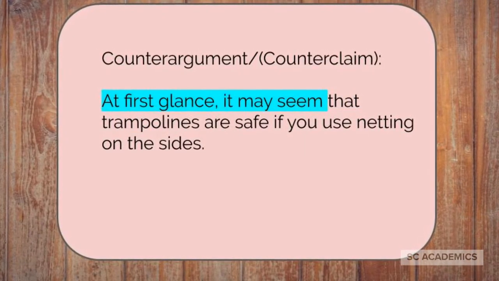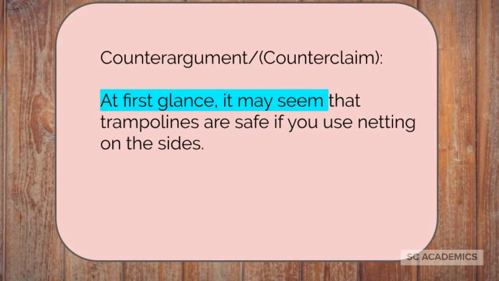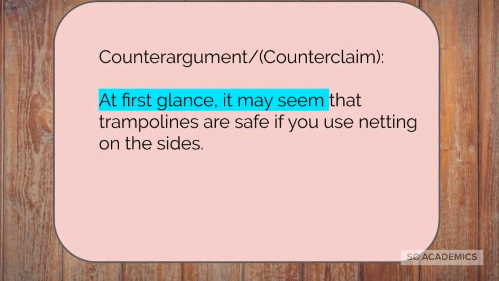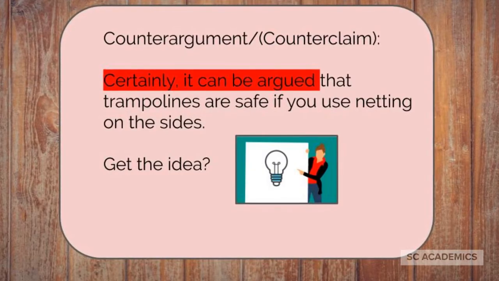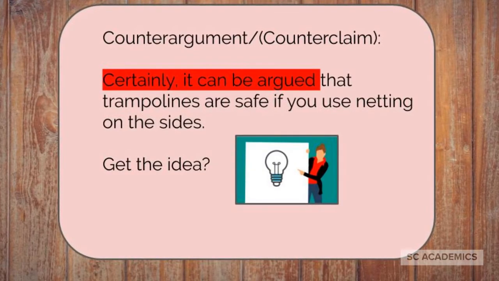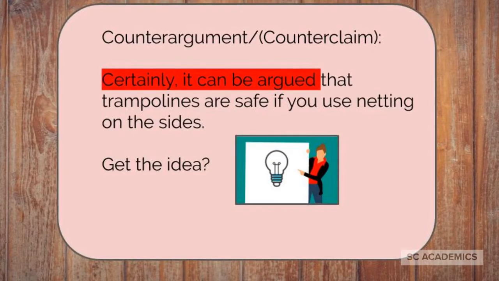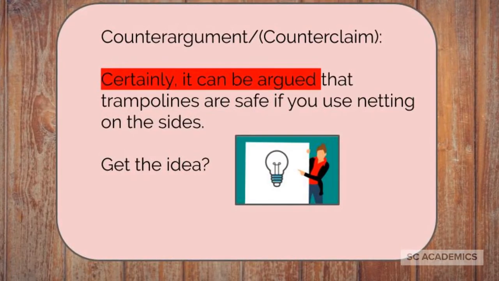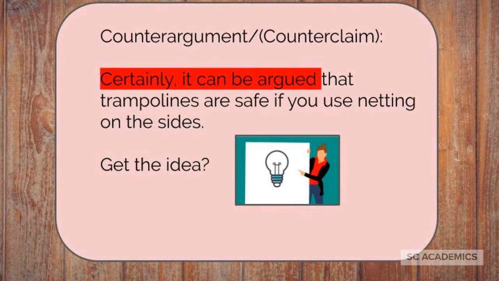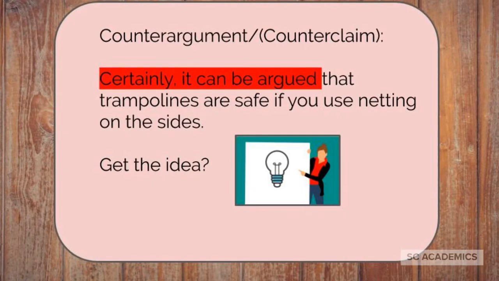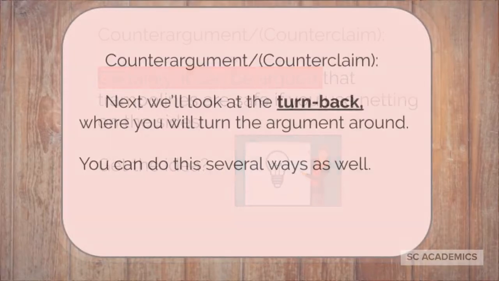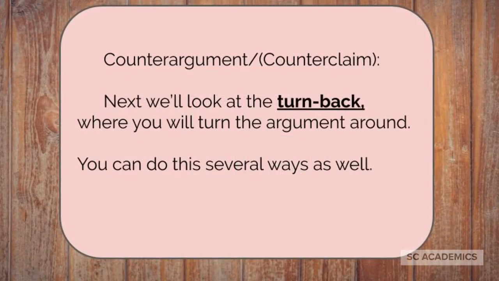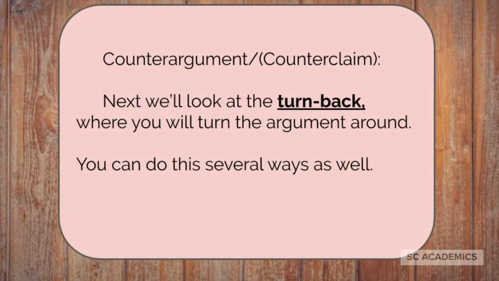Again, a different example you could use. At first glance, it may seem that trampolines are safe if you use netting on the sides. And again, in the red, it says, certainly it can be argued that trampolines are safe if you use netting on the sides. Do you get the idea? Basically, you're going to start your counter argument by highlighting the argument that the other side is going to make.